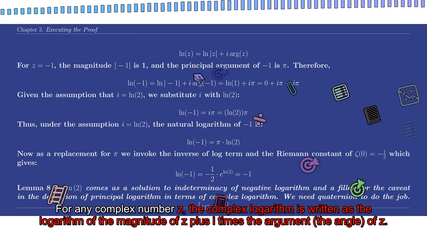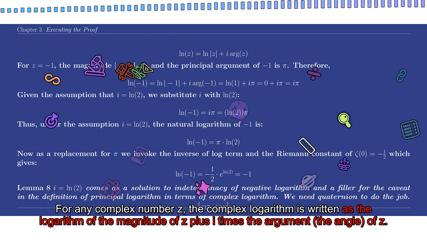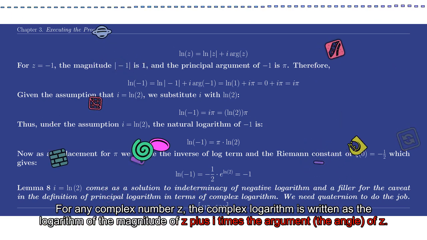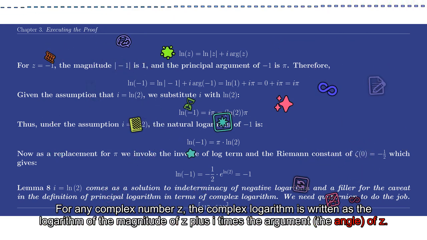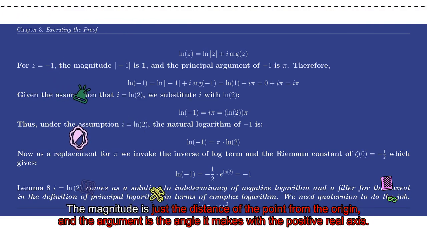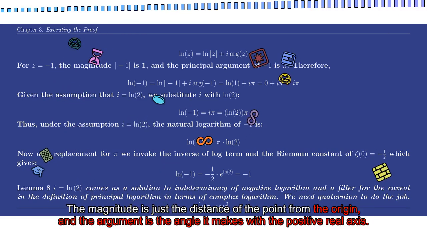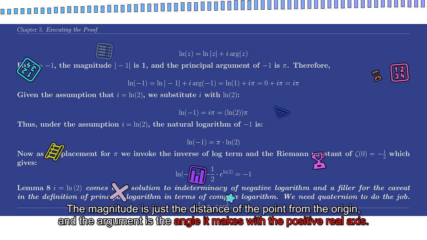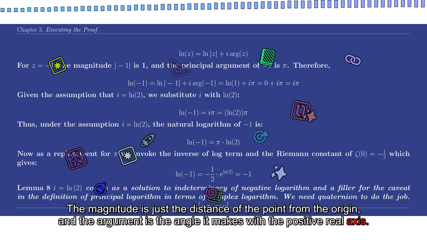For any complex number z, the complex logarithm is written as the logarithm of the magnitude of z plus i times the argument, the angle of z. The magnitude is just the distance of the point from the origin, and the argument is the angle it makes with the positive real axis.